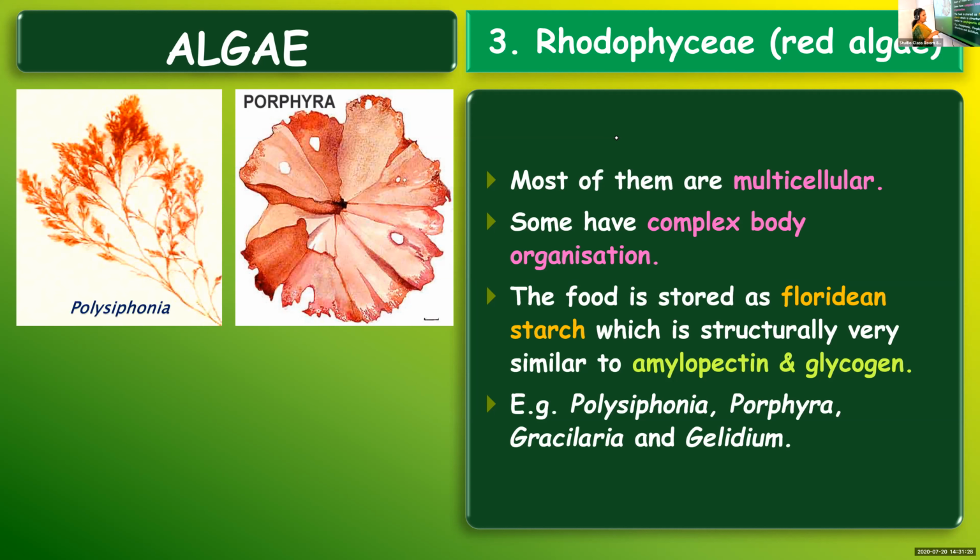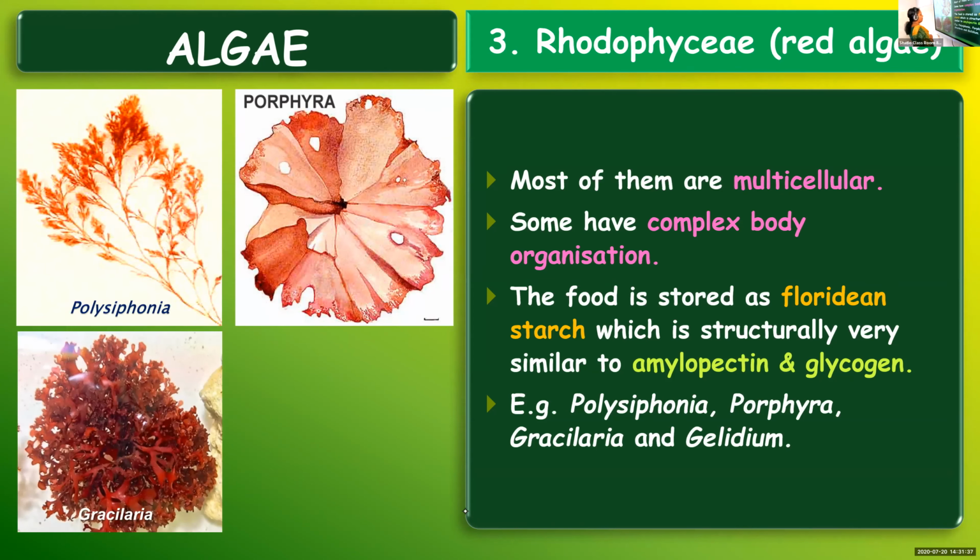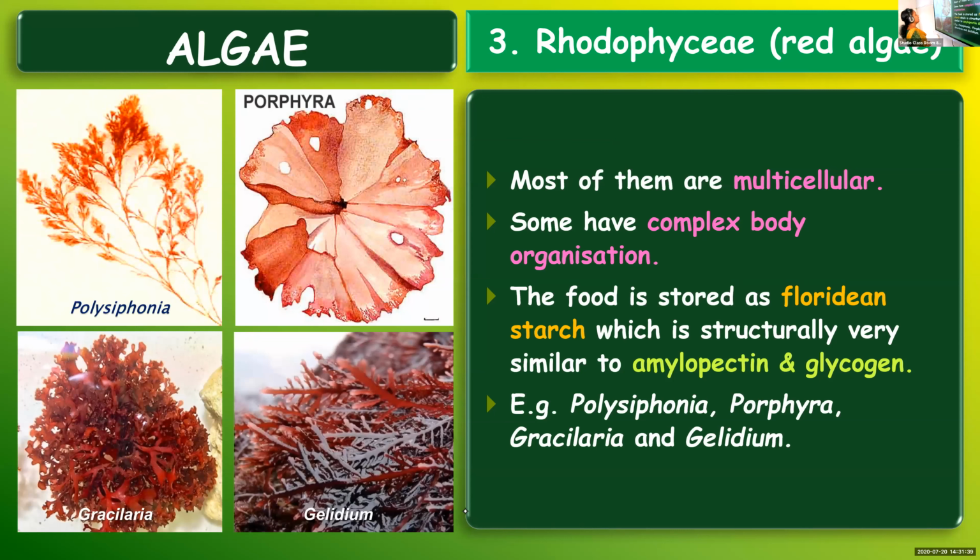Gracilaria, Gelidium. These two terms are familiar. You learned them in benefits of algae. Polysiphonia, Porphyra, Gracilaria, and Gelidium. You can see the pictures of these four examples here. Polysiphonia, then Porphyra, which reminds me of a hibiscus flower.